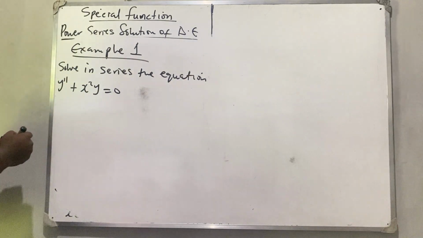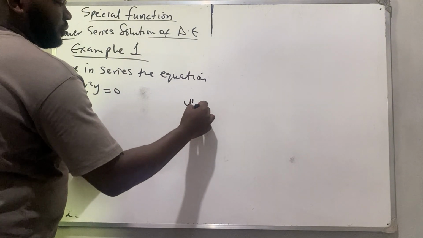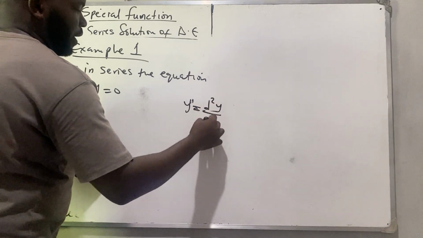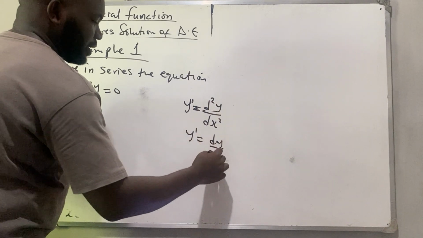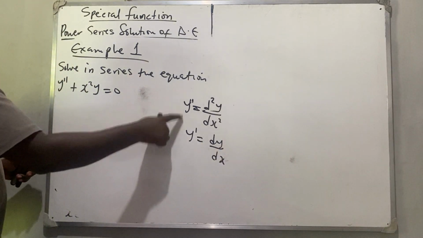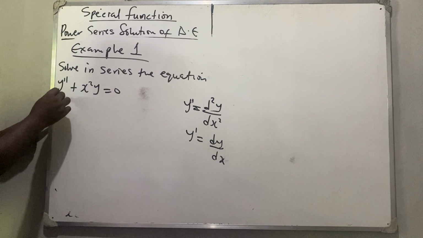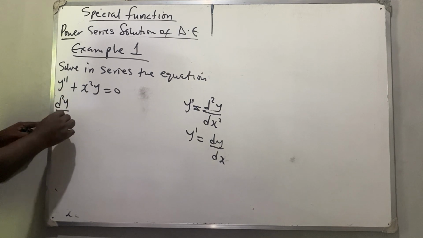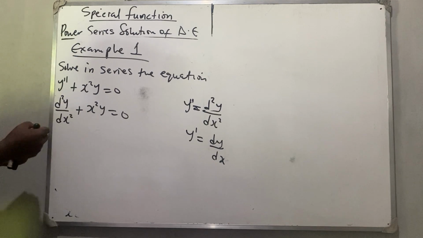Now, if you are solving in series, don't forget that y prime prime is the same as saying d squared y over dx squared, and then y prime is the same as what? dy dx. In case they did not write it in prime, they decide to write it this way. That means this question is the same thing as saying d squared y over dx squared plus x squared y is equal to 0. So they are the same thing.